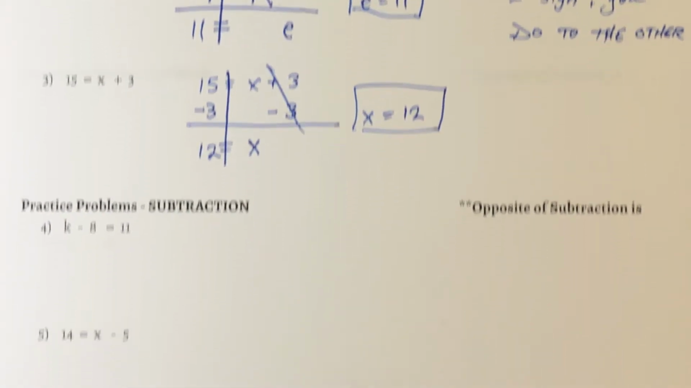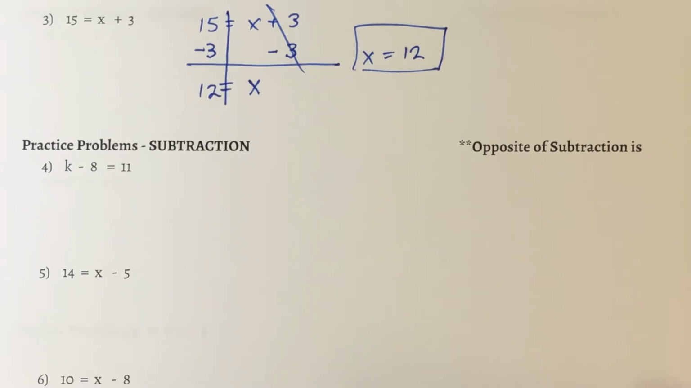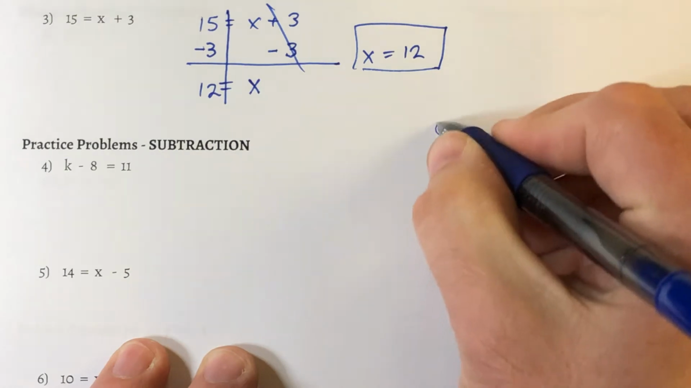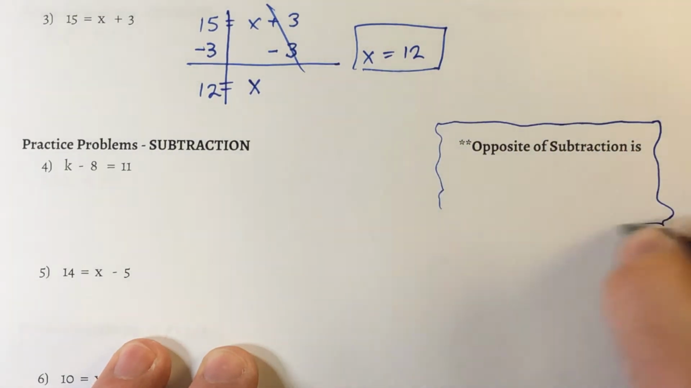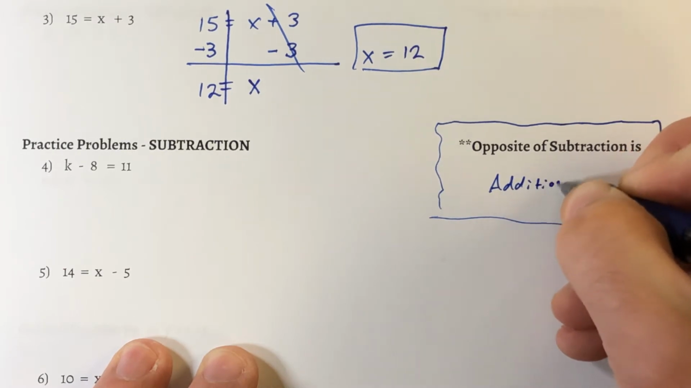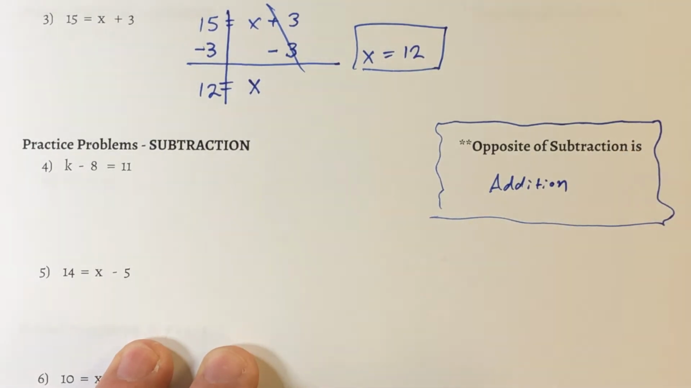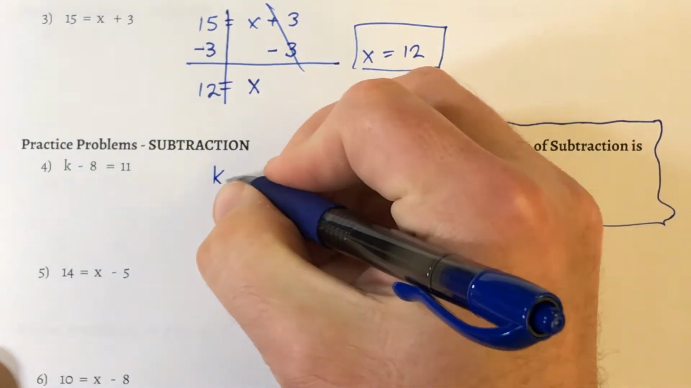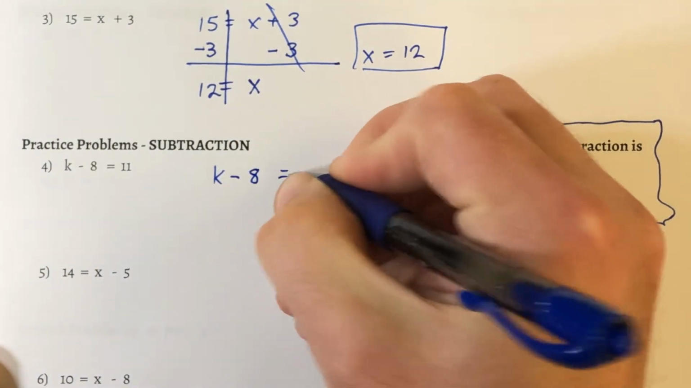Let's move on to equations with subtraction. So first, we need to note what the opposite is. The opposite of subtraction is addition. So anytime you see subtraction, to undo it, you need to add. So first, we've got k minus 8 equals 11.